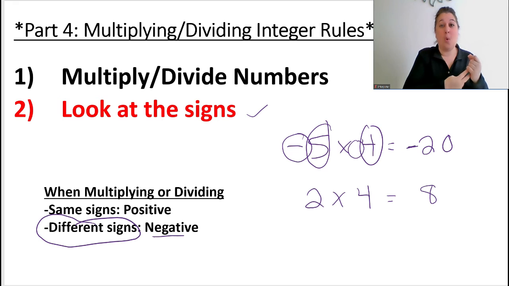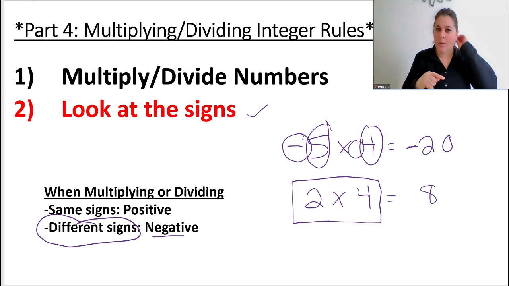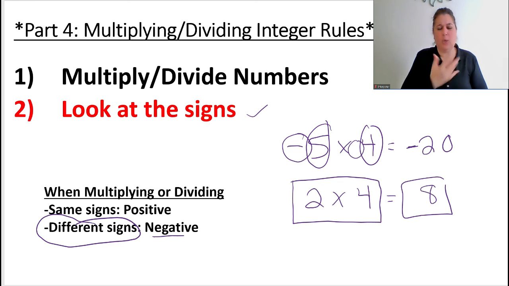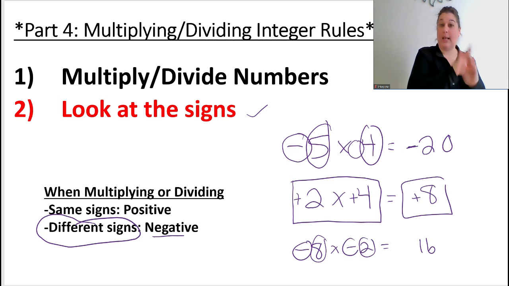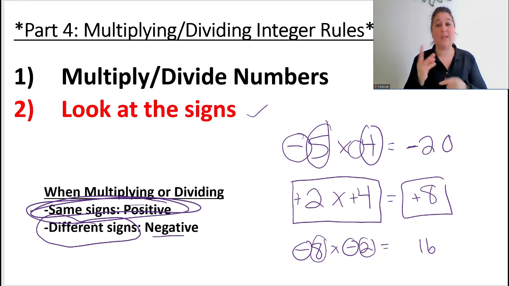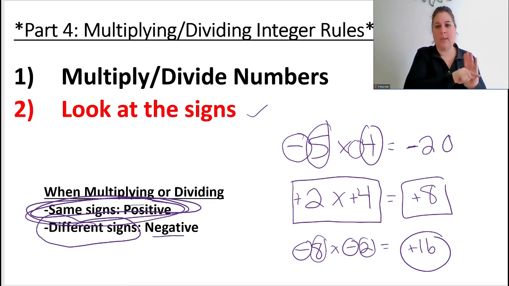If your signs are the same, it's always going to be positive. Try thinking about what you already know. Before this class, if you were given 2 times 4, you would tell me 8. But it's because a positive times a positive is a positive. If they're the same signs and you're multiplying or dividing them, the answer is always positive. Same thing if I had -8 times -2. I do 8 times 2, which is 16. A negative times a negative, same signs make positive. So positive 16.